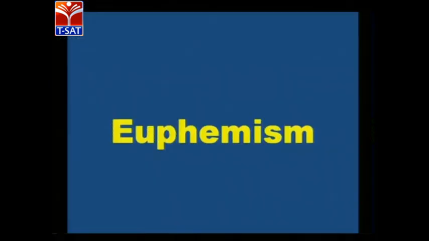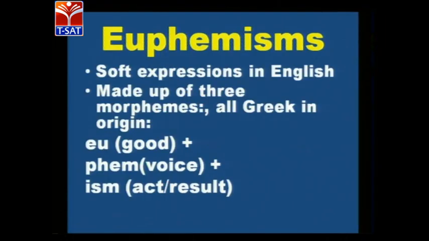Let's try to understand another figure of speech, that is euphemism. What is euphemism? Euphemisms are soft expressions in the English language. This word is made up of 3 morphemes, all Greek in origin. Eu means good, fem means voice, ism means result. That means when we are speaking, our voice should be very nice, very good. That means we should use soft expressions.